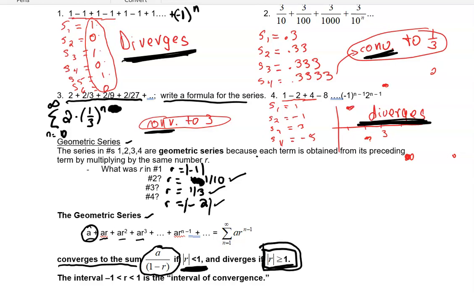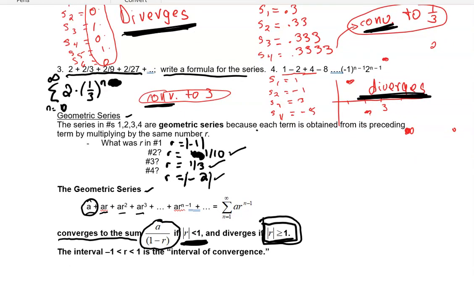That's going to tell us that our geometric series is going to diverge. So what we get into a lot is what's called an interval of convergence. And for our interval of convergence of a geometric series, our common ratio has to lie between a -1 and a +1. Okay, so that's important.